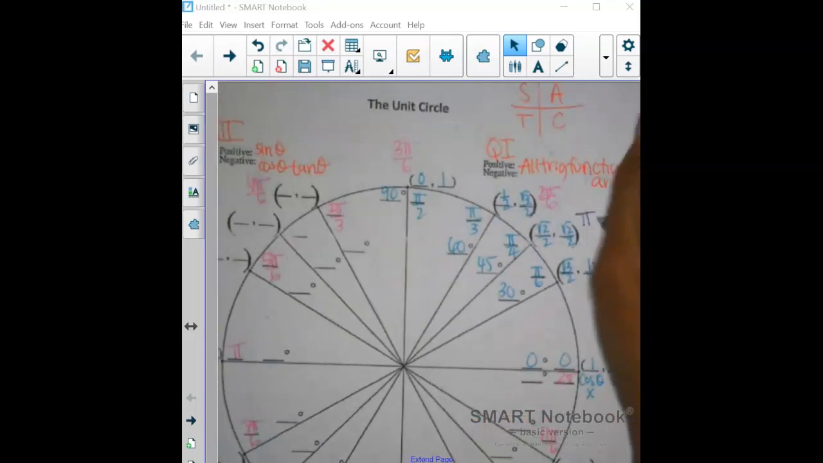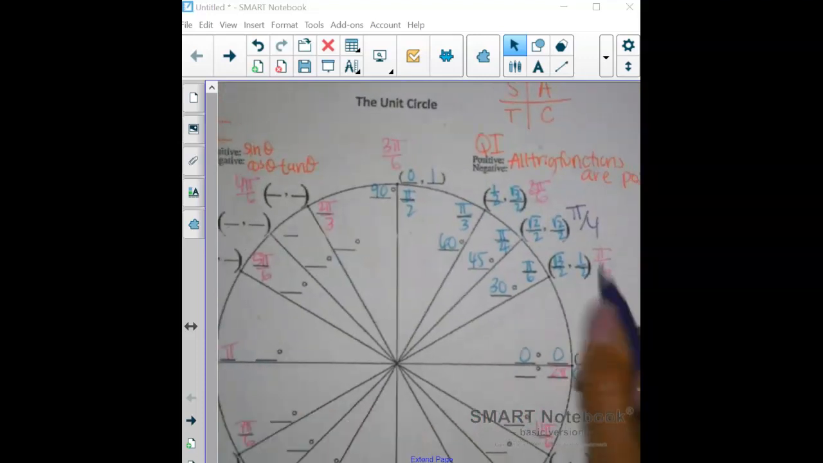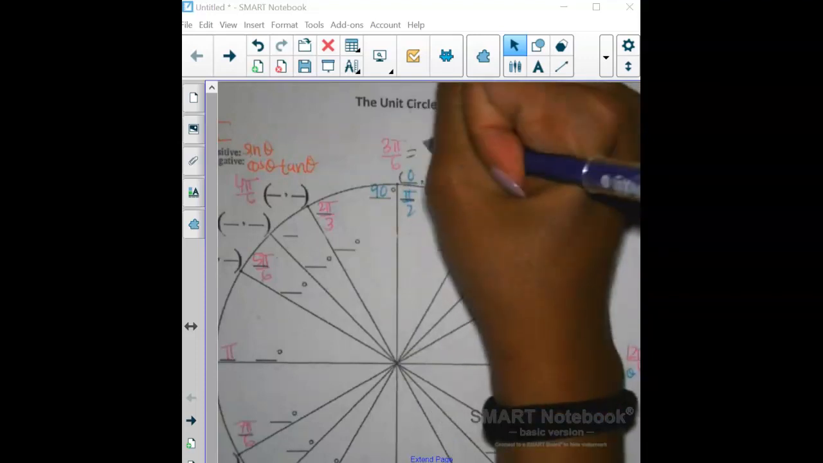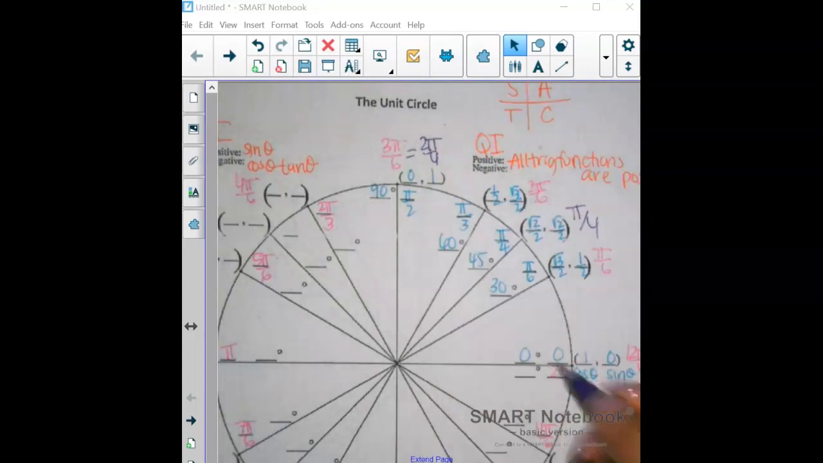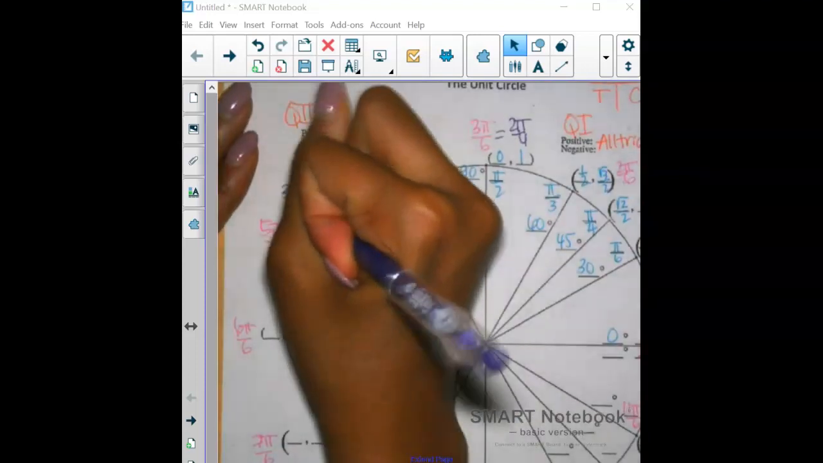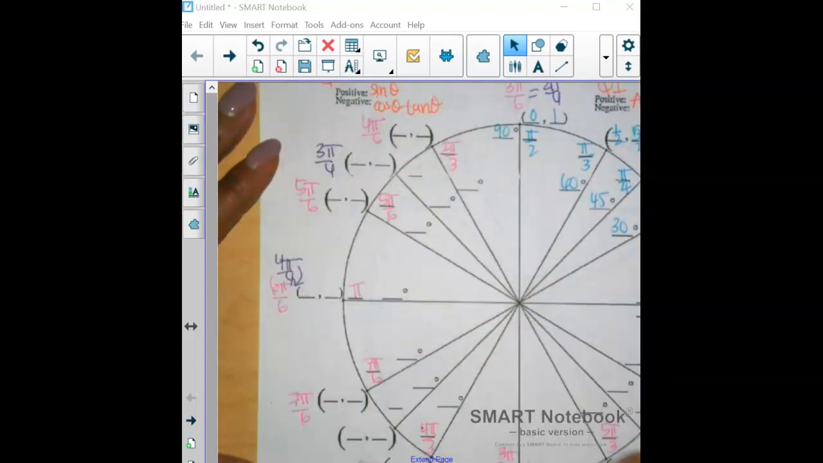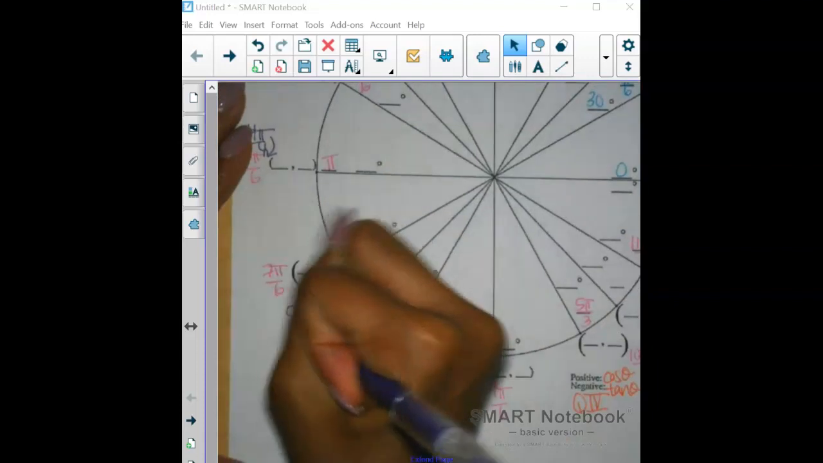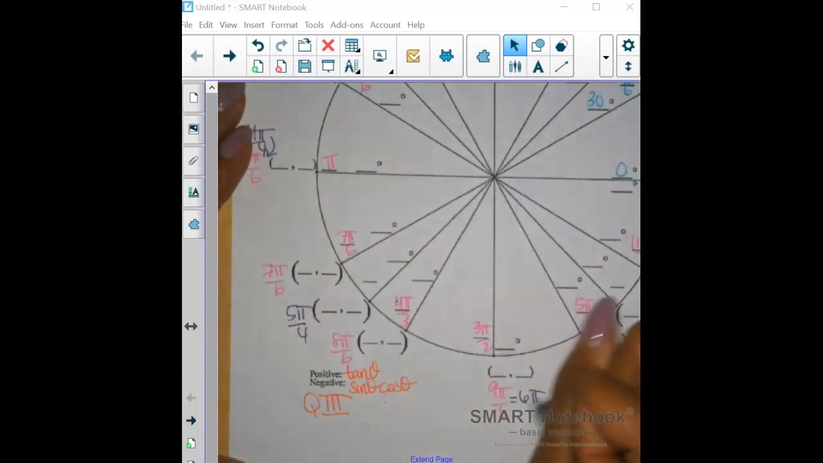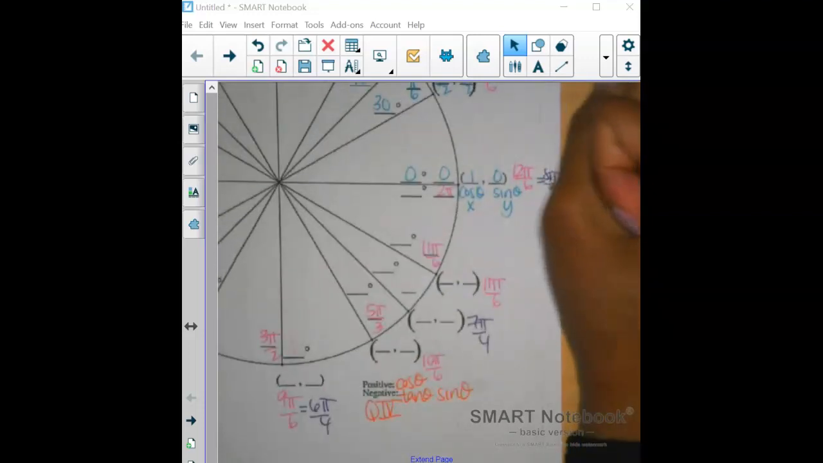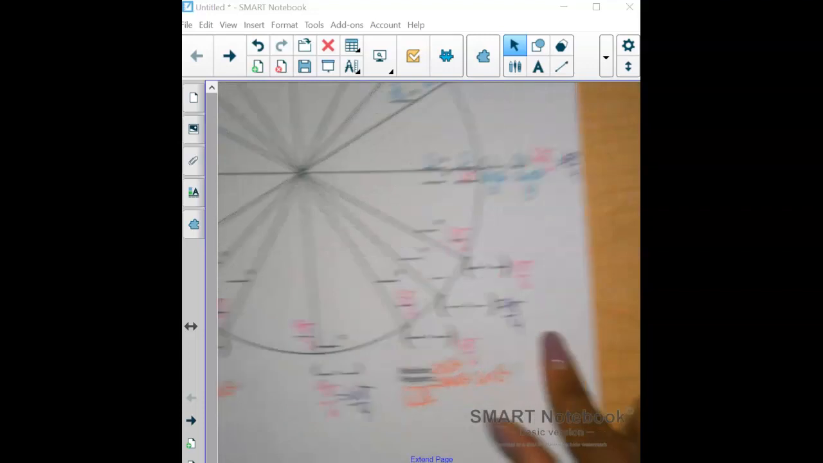Okay, so let's look at pi over 4. Pi over 4 means if you break this into 4 sections for that first semicircle at the top, you'll have pi over 4. You'll have 2 pi over 4, which we hopefully already know reduces to pi over 2. We'll have 3 pi over 4. We'll have 4 pi over 4, which again reduces to pi. We'll have 5 pi over 4, 6 pi over 4, and we'll have 7 pi over 4, and then 8 pi over 4.